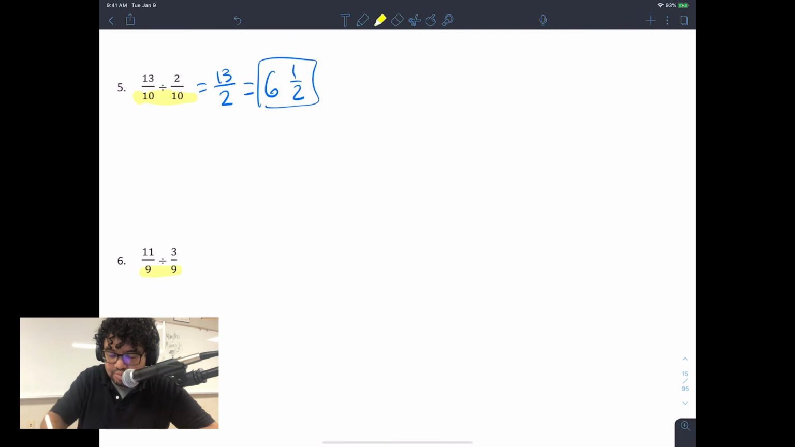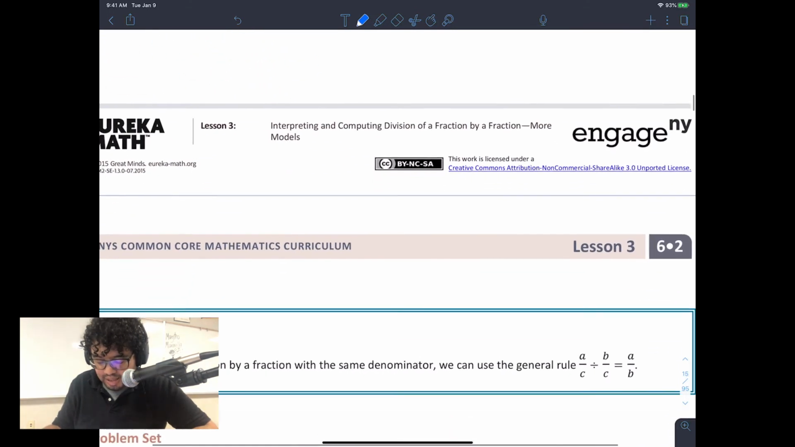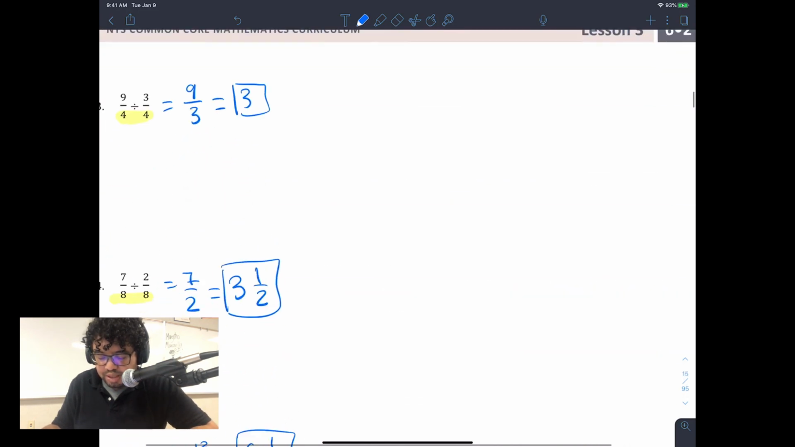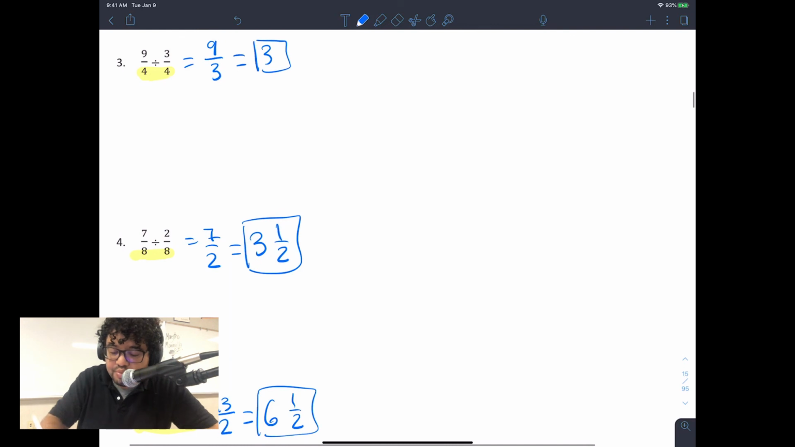This one here, I have the same common denominator. So my answer is my first numerator divided by my second numerator. Then I ask myself, how many times can I fit the 3 into the 11? The answer is 3 times, and I'll have a remainder of 2/3. And just like that, I found the answer to all those. Okay. Now, if I go back to number 3, and I do it just the regular way.